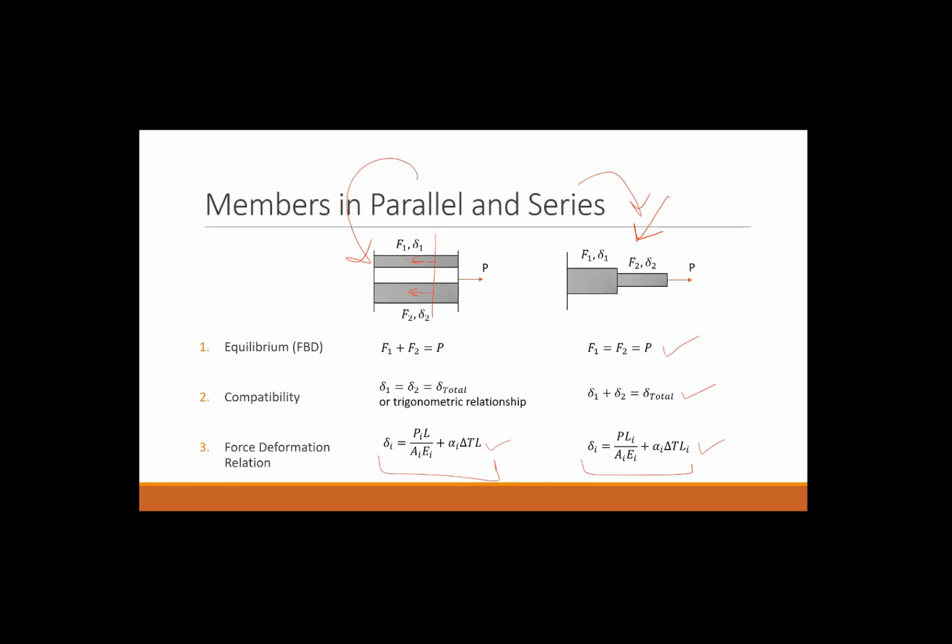The second thing is the compatibility, the way in which they interact. If you pull on this, and you pull on it such that the right-hand edge stays vertical, then they both have the same elongation. Do you see that? They both have to stretch the same amount for that to happen.